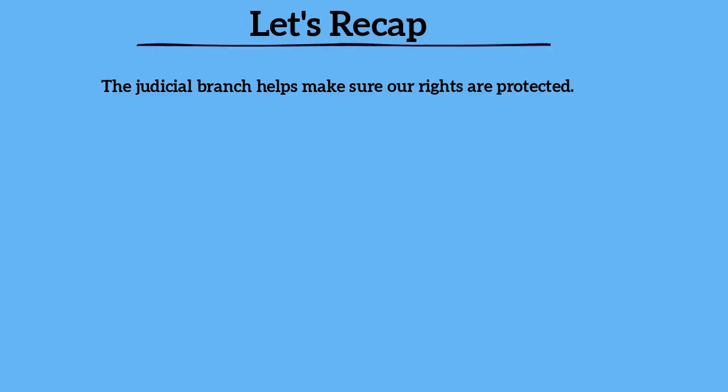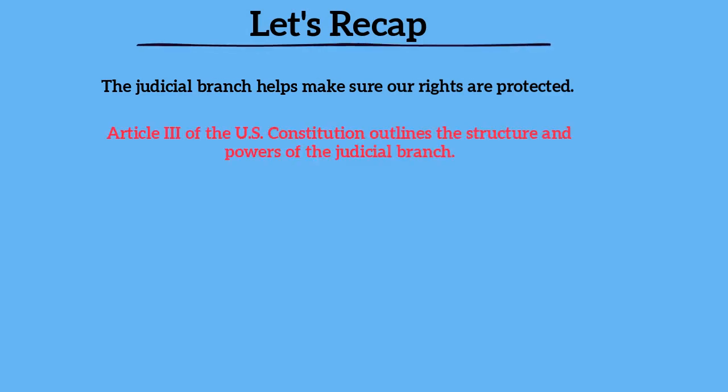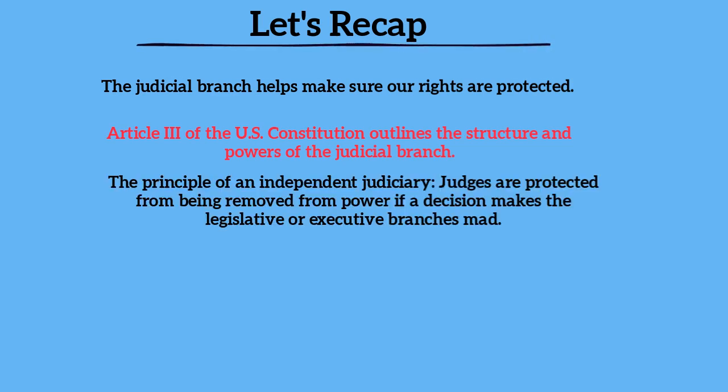Let's recap what we've learned so far. The judicial branch helps make sure our rights are protected. And Article 3 of the U.S. Constitution outlines the structure and powers of the judicial branch. The principle of an independent judiciary is that judges are protected from being removed from power if a decision makes the legislative or executive branches mad. And the appeals process is another way the judicial branch protects our rights.